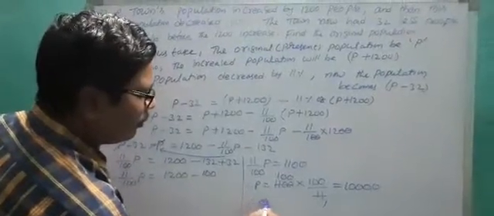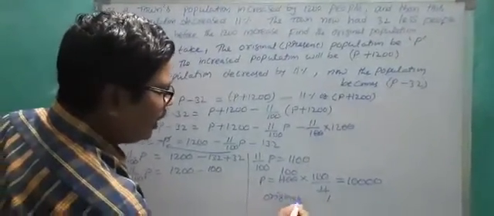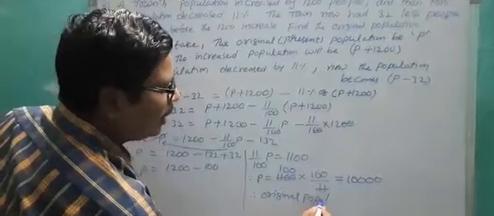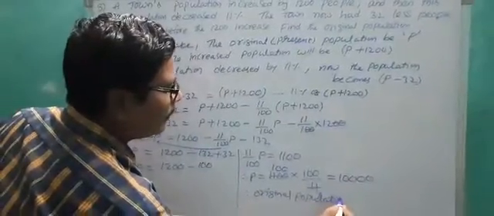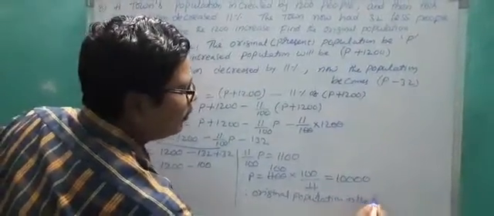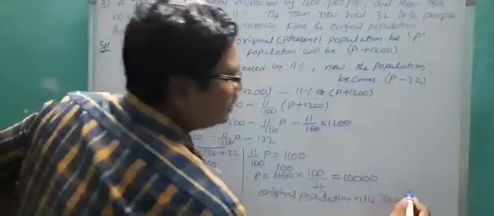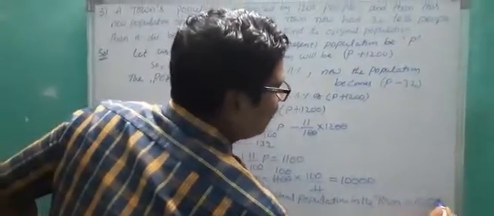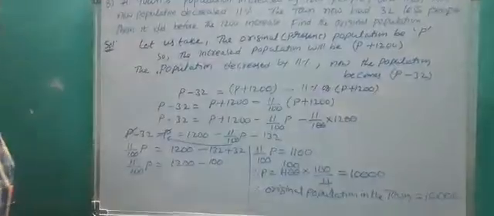So what is the original population here? Therefore the original population in the town is equal to how much? 10,000 people.